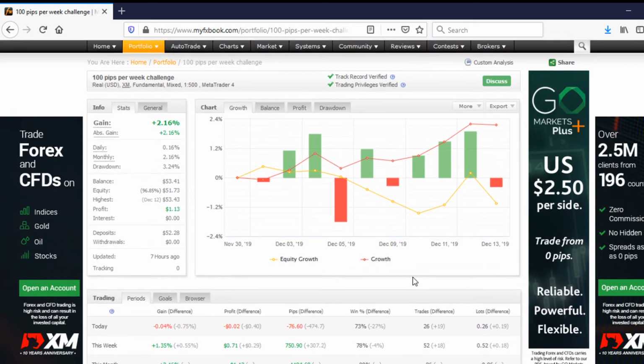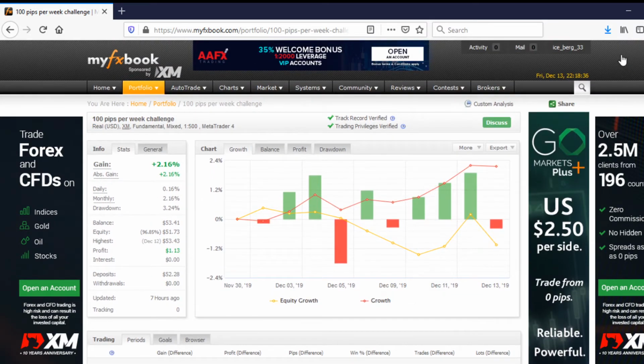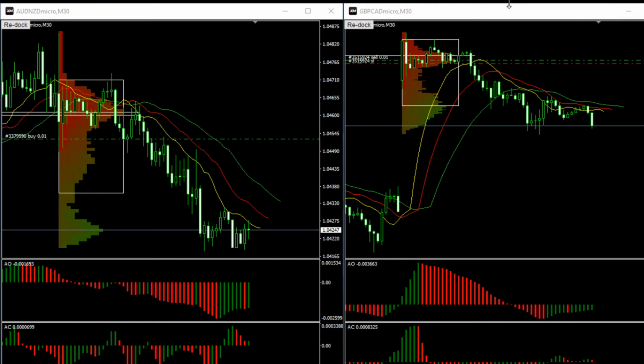Here's all the stats, and we're going to jump right into some analysis on Pound Canadian and Australian New Zealand. Currently the positions being held, we're just featuring those two. One is currently at a loss. Australia New Zealand is currently at a loss right now.